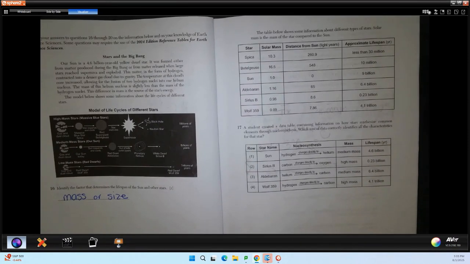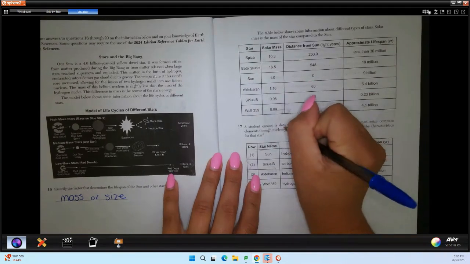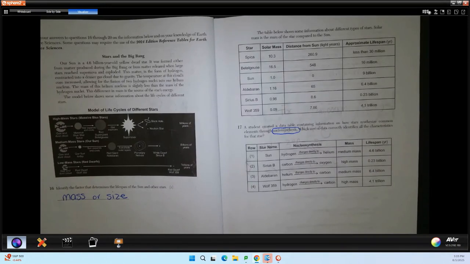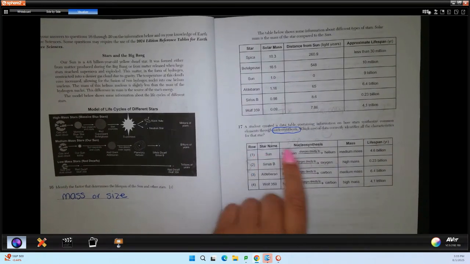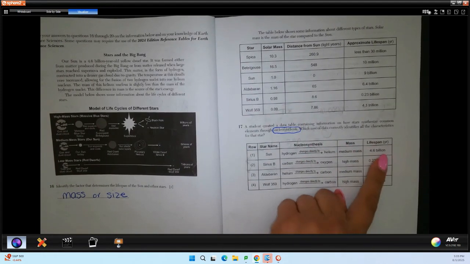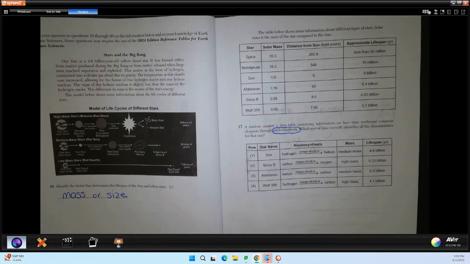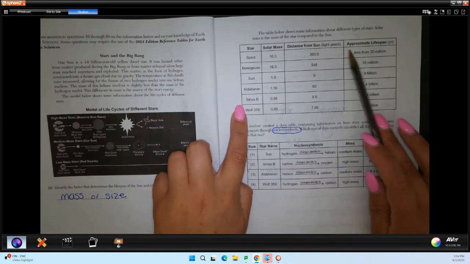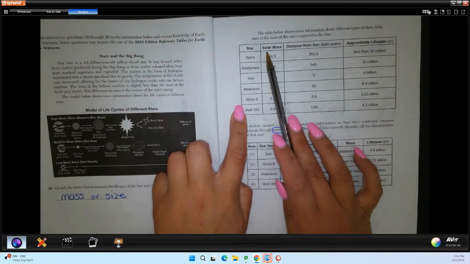And our question says, a student created a data table containing information on how stars synthesize common elements through nucleosynthesis. Okay, so we're talking about the process of nucleosynthesis. Which row of data correctly identifies all of the characteristics for that star? Okay, so we need to know which of these is true. When I look here, I see that we have nucleosynthesis, which our table did not tell us anything about, but we have mass and we have lifespan.